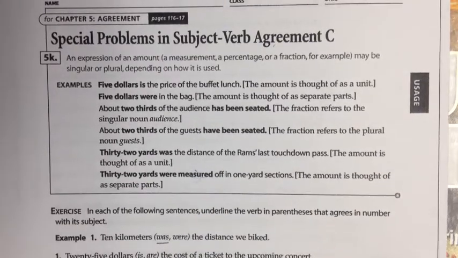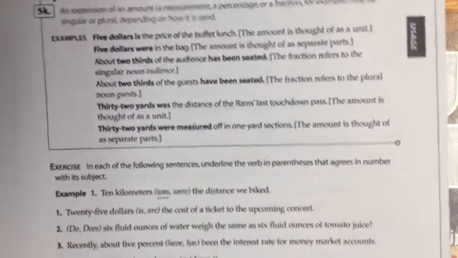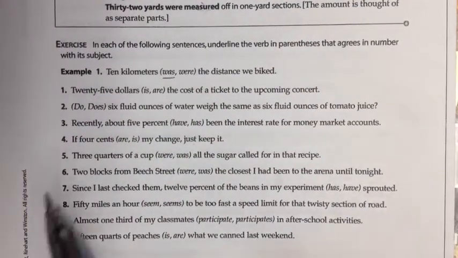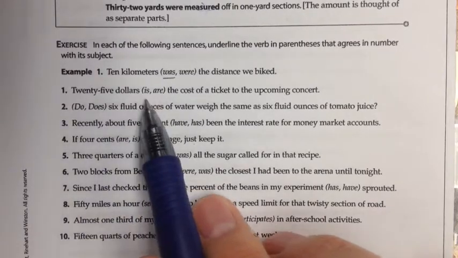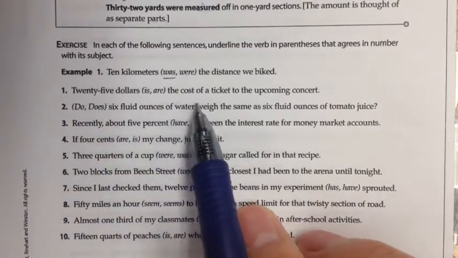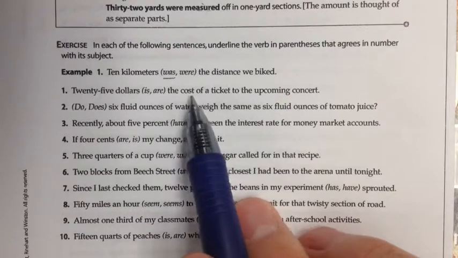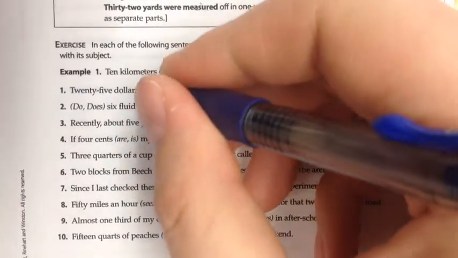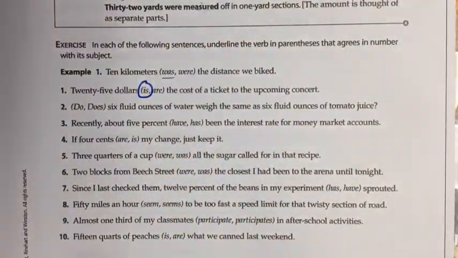Let's try the exercise. This one is tricky, but probably not as hard as the collective nouns that we did on Thursday. All right. 1. $25 is or are the cost. So right here we have the cost. This is our hint. This is our clue. The cost is one thing, so we're going to count this as singular. That means is, a verb that ends in S.